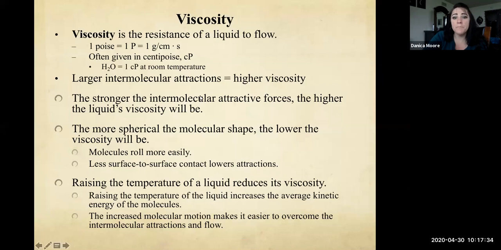Okay, so another property that arises from the strength of intermolecular forces is called viscosity. Viscosity is defined as the resistance of a liquid to flow. It's measured in the cutest of units, which is poise. One poise is equal to 1 gram per centimeter per second, and it's often measured in centipoise. So larger intermolecular attractions mean higher viscosity. The stronger the intermolecular forces, the higher the liquid's viscosity will be.